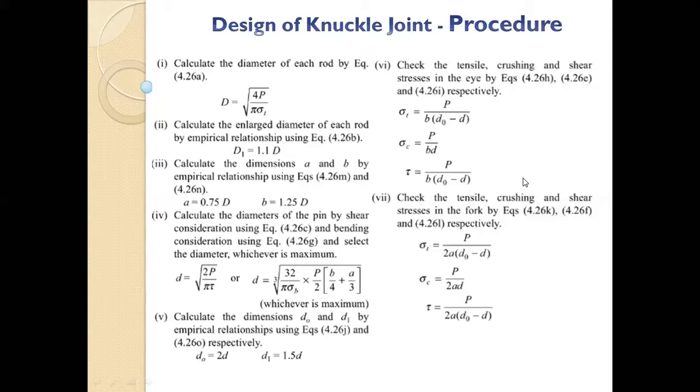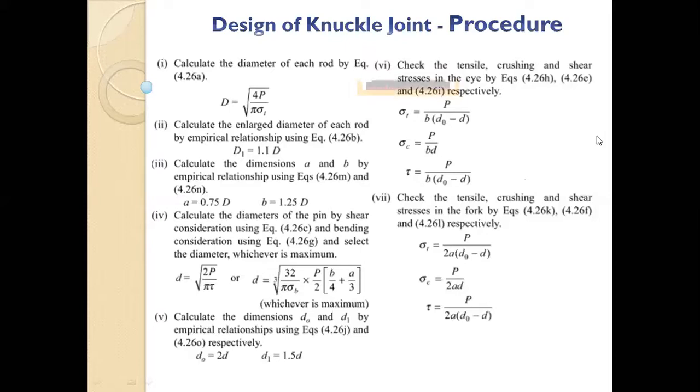So now we have got the diameter of the knuckle pin, small d. We'll use that in the empirical equation. As I told you, outside diameter of the eye or fork is 2d, d0, and the head of the knuckle pin is 1.5d. So half more than the diameter of the knuckle pin will be head, and twice will be the outside diameter of eye or fork. So we got all the dimensions. Now we'll make sure that our design will not fail.